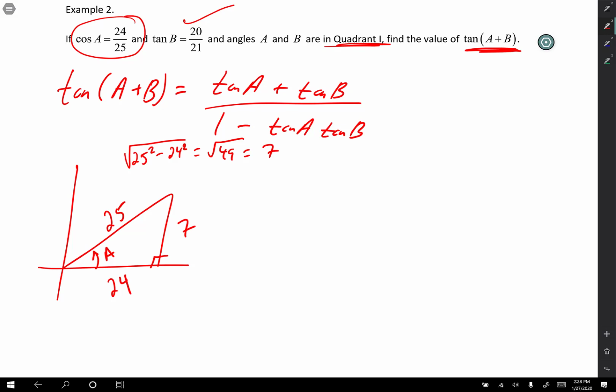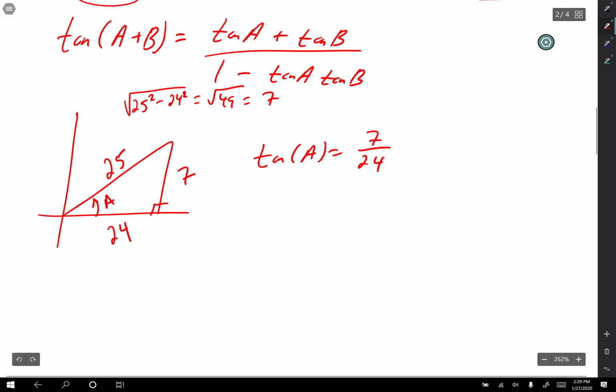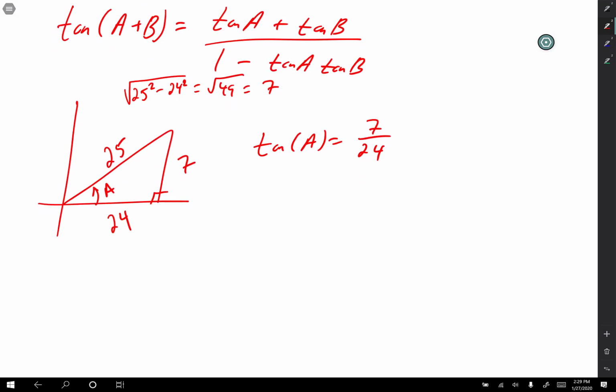I'll wait for you guys to catch up. Are we still okay, guys? All right. From that, I can tell you what tan A is. Tan A is opposite over adjacent, so it's going to be 7 over 24. We have everything we need. So I'm going to leave that there so I can see the formula.